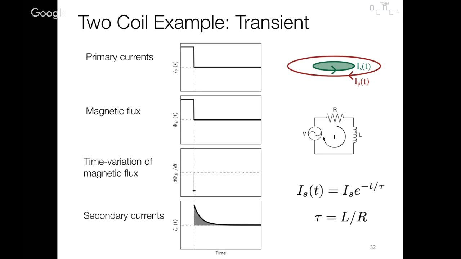So the secondary current, that's the current in the target, is equal to some initial value. That's what happens right when you turn this thing off. And then e to the minus t upon tau, where tau is equal to R over L.